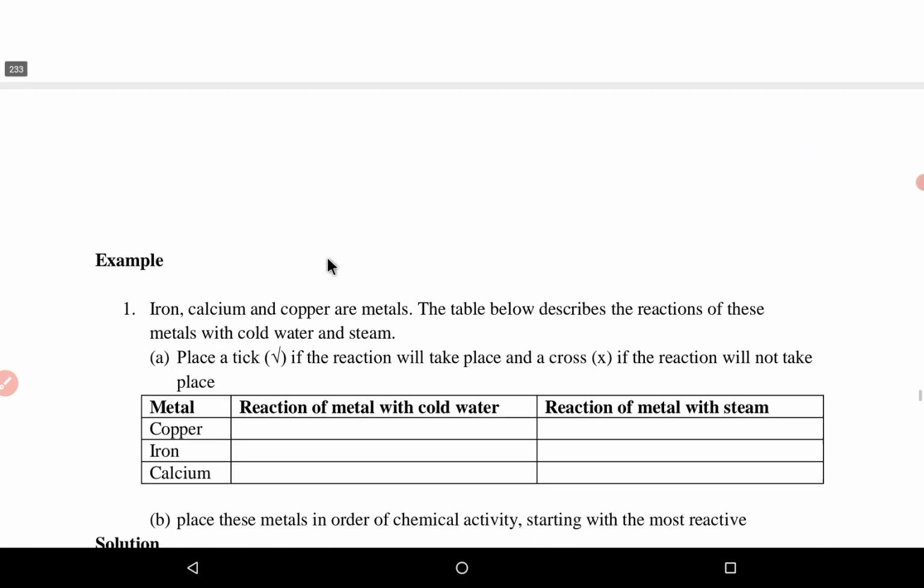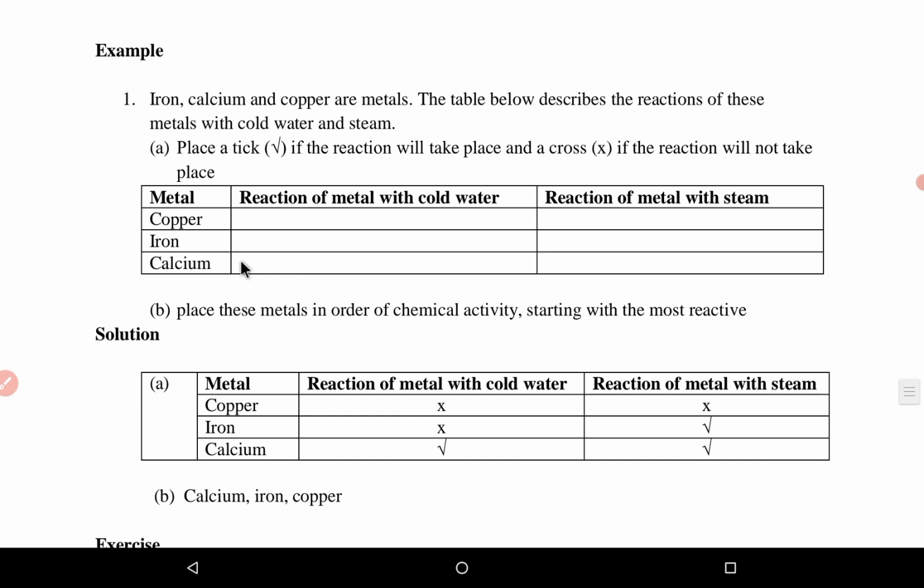So let's do a simple activity. Iron, calcium, copper: metals below describe the reactions of these. Place a tick. Let's do this. So we have the reaction of a metal with cold water.